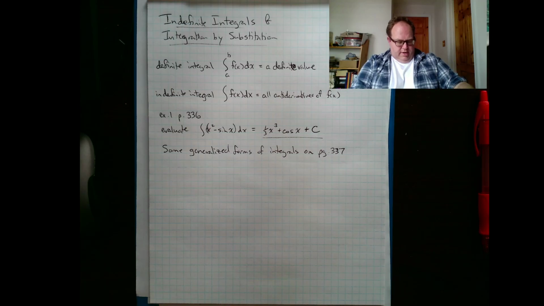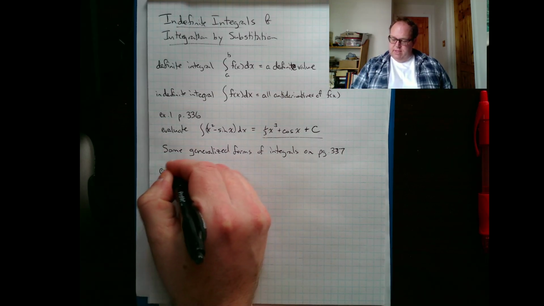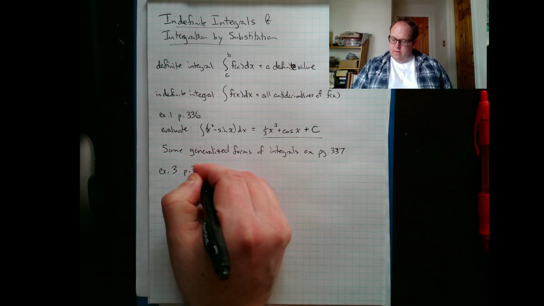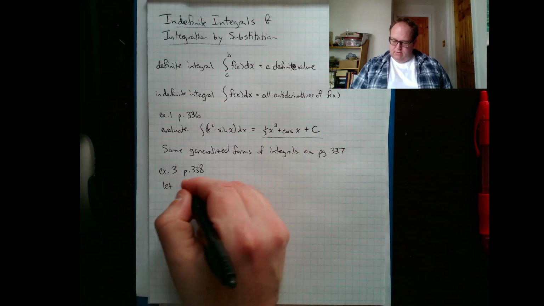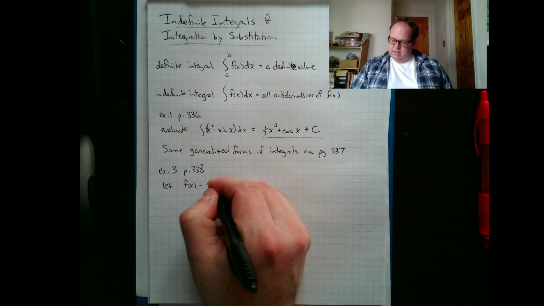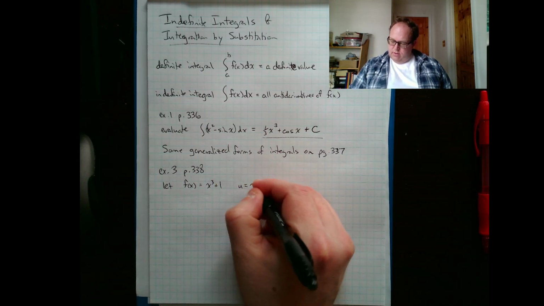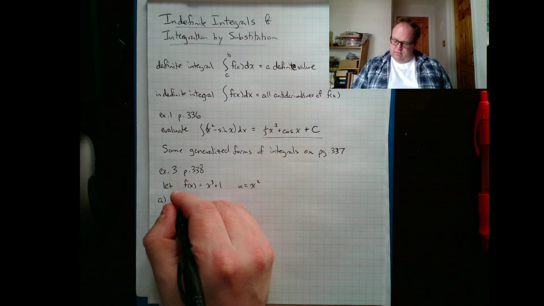From there, just to talk a little bit about notation, and I'm going to do that through example 3 on page 338. And we are told to let f of x equal x cubed plus 1, u equal x squared. And then we're asked to work out the following indefinite integrals.